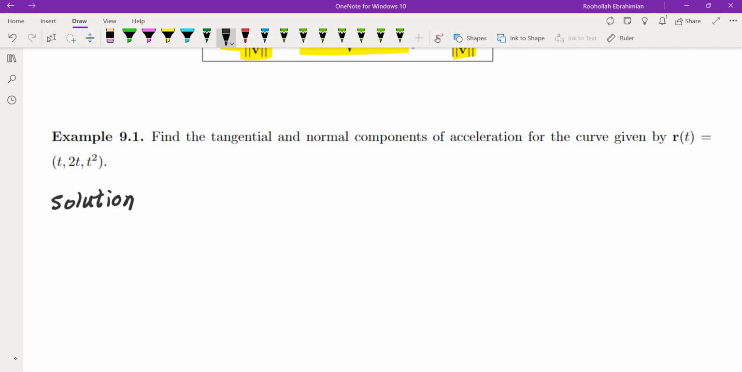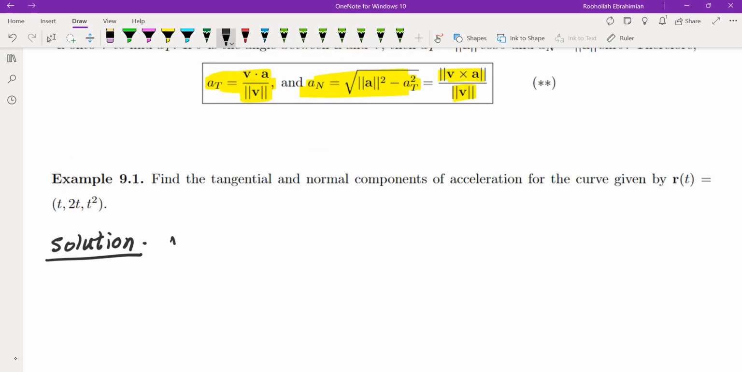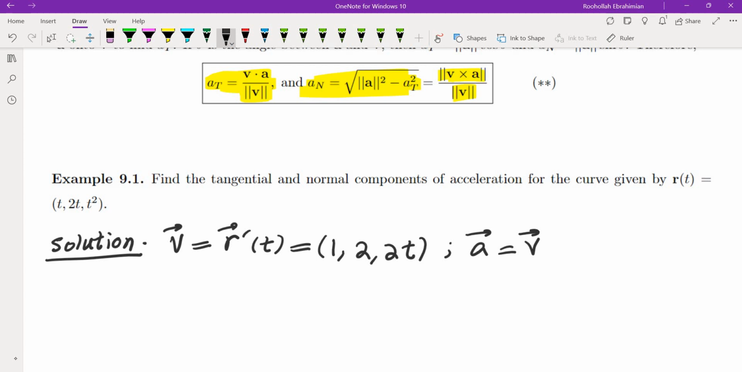They gave us a curve and they're asking us to find tangential and normal components of acceleration. To evaluate those, we'll have to first find velocity. Velocity is going to be the derivative of position, so we're simply going to take the derivative. We're going to get 1, 2, 2t. Next, we're going to find acceleration, which means we have to take the derivative of velocity. This would be 0, 0, 2.